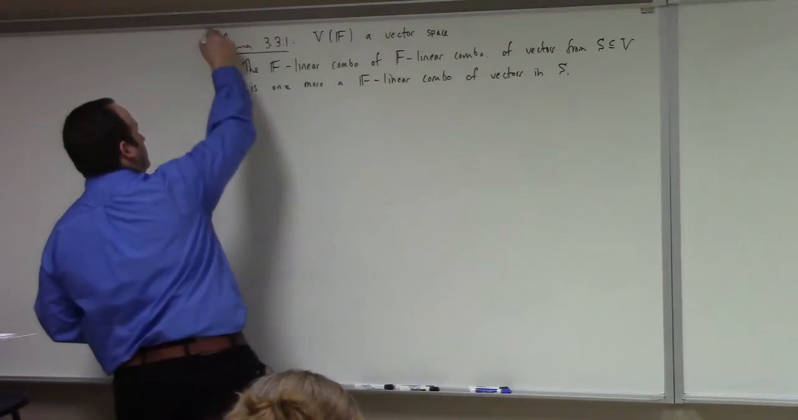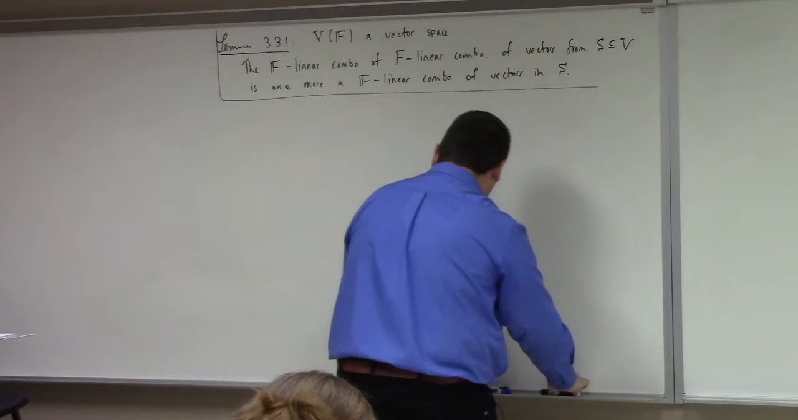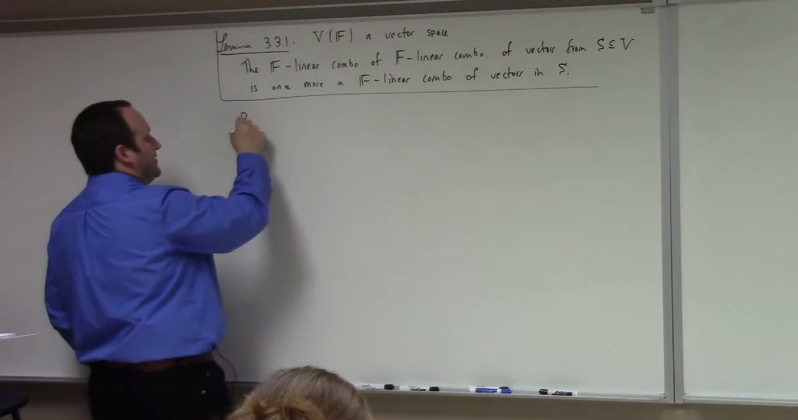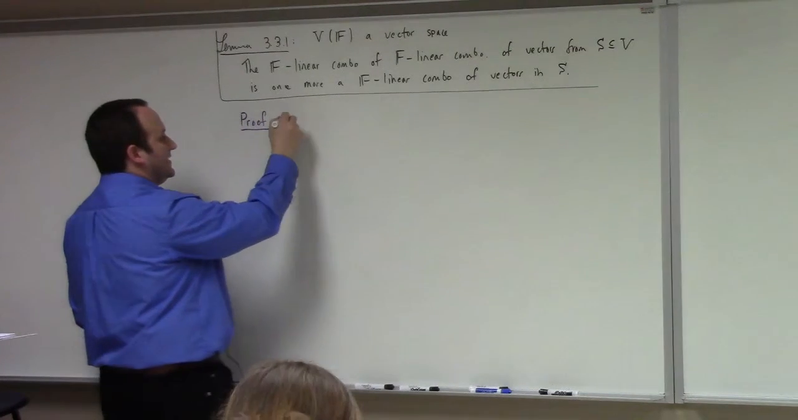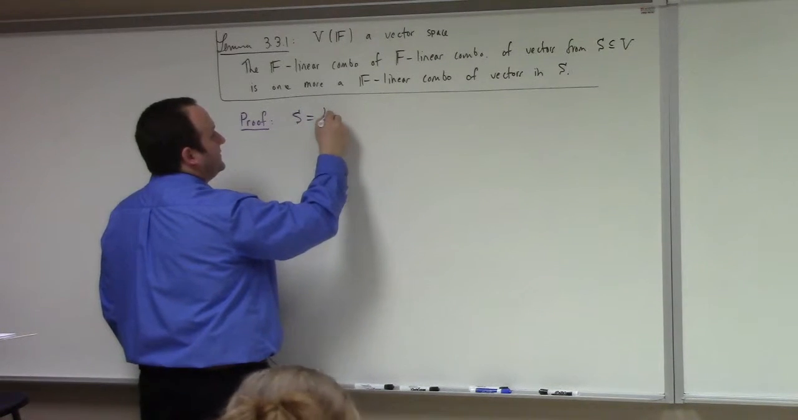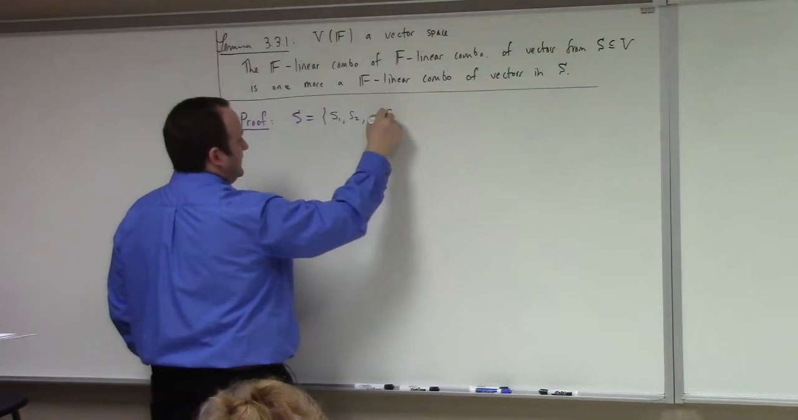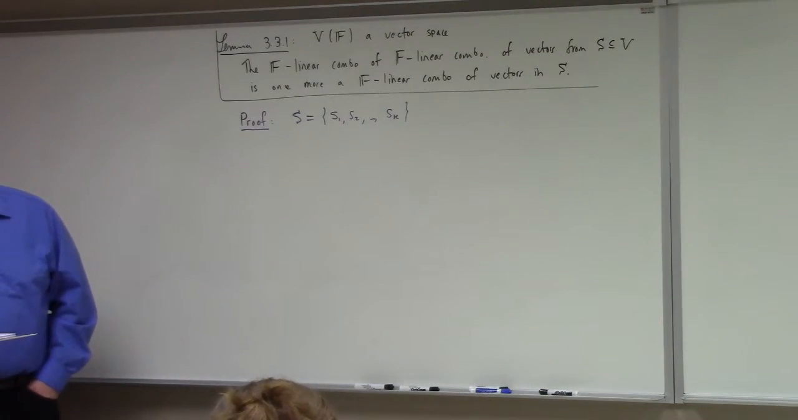So the text has some kind of inductive proof here. I'm going to give you a slightly more direct proof that's based on some calculational techniques. So here's the proof. First of all, I'm going to let S be a finite set here. Let's see here, s1, s2, sk, let's say. So you have S as a set of vectors.